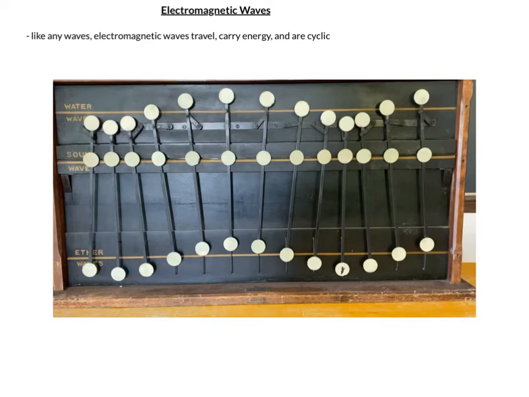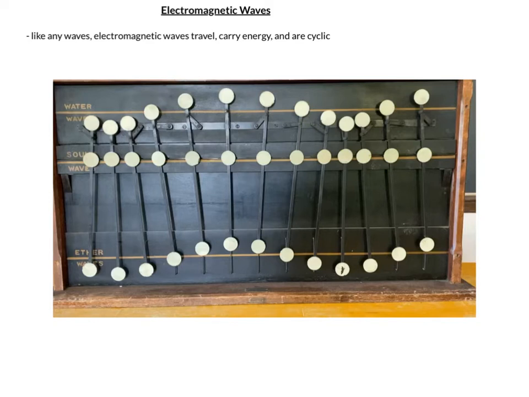So the top one is a water wave. It has a more complex motion than the other two. The sound wave is a longitudinal wave because each of the particles moves back and forth along the direction of motion of the wave. And the bottom one used to be called an ether wave when this demo was created. And that is because they thought that since sound and water needed a medium to travel through, light would also need a medium through which to travel. And they thought that that medium was ether.